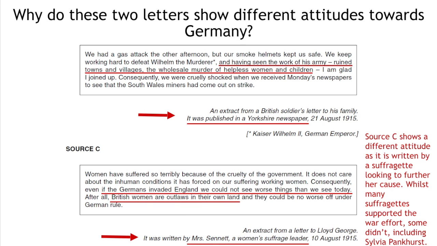In source C, the purpose is completely different. It is to complain about the government. To complain that British women are outlaws in their own land is obviously a reference to the fact they don't have the vote. So they're essentially like outlaws.